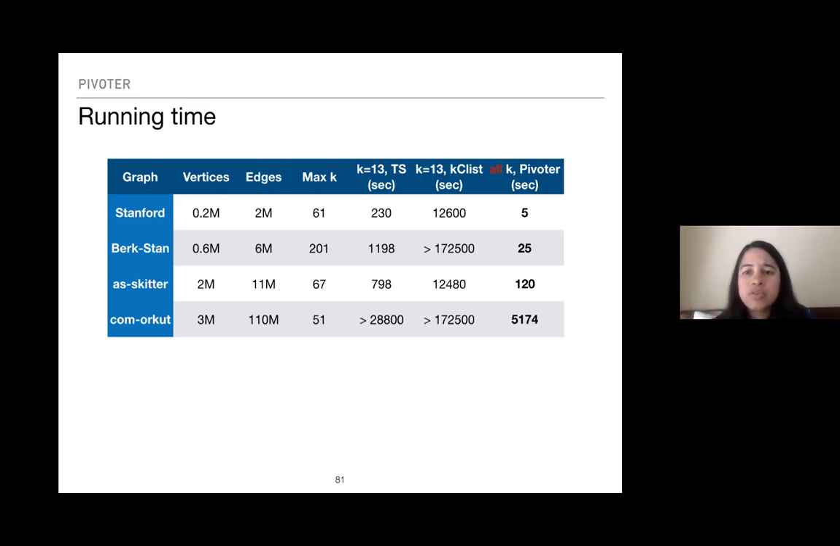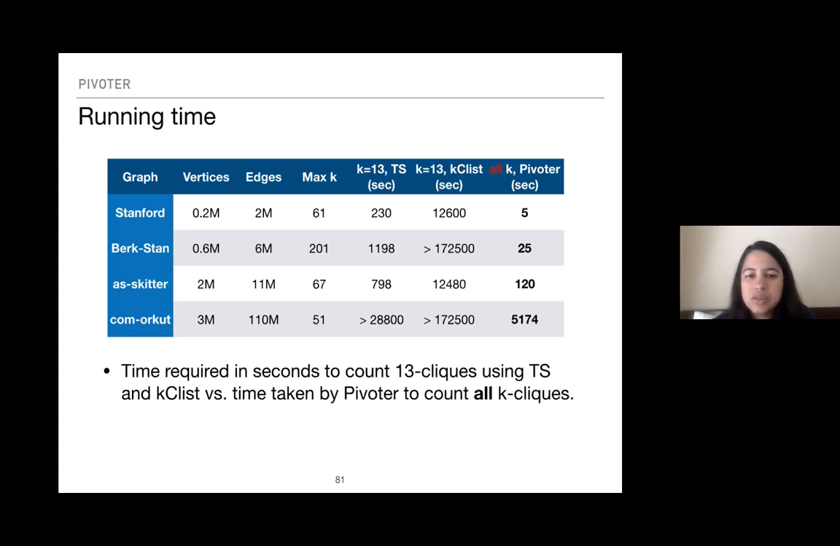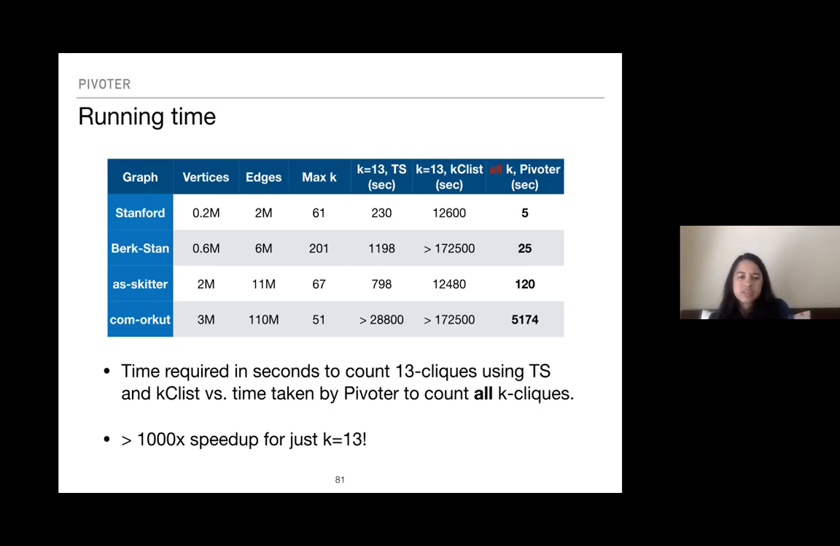But even just for k equals 13, these algorithms took a lot more time than the time it took for Pivoter to count not just the number of 13 cliques, but the number of all cliques. So, right, in many of the cases, we were able to get about 1000x speed up, if not more.